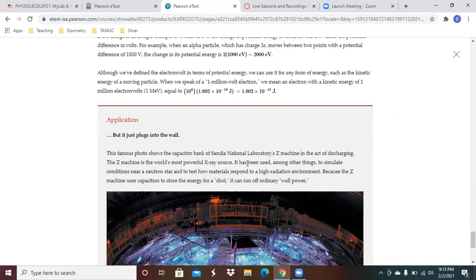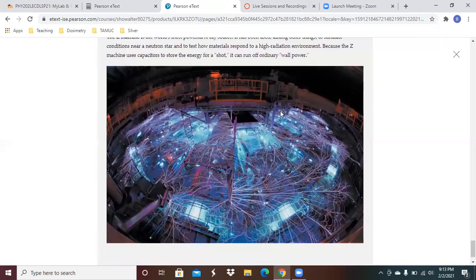So although we define the electron volt in terms of potential energy, we can use it for any form of energy. I mean, energy is energy, so it could be kinetic energy. When we speak of a 1 million volt electron, we mean an electron with a kinetic energy of 1 million electron volts, which is this.